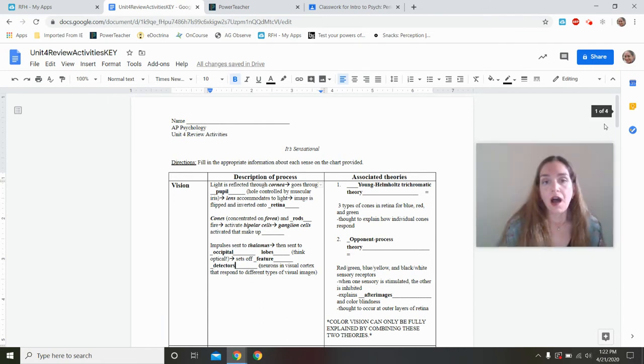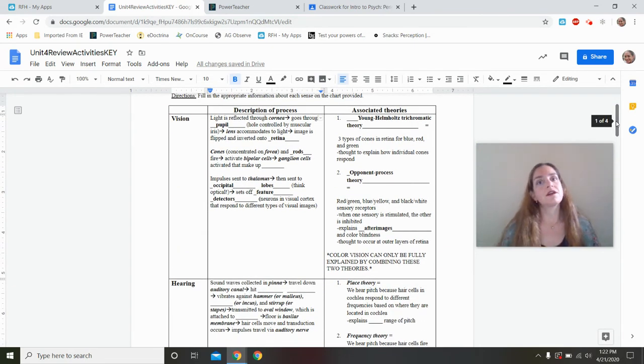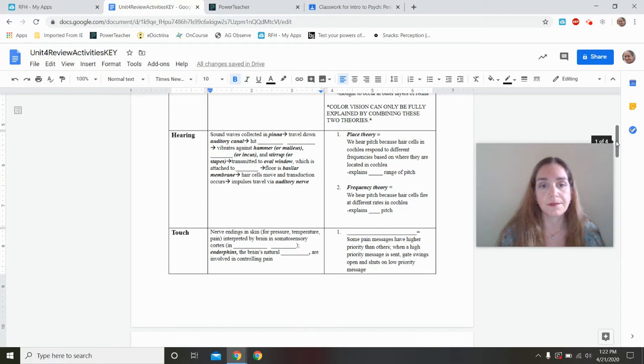Okay. Just to reiterate, because usually when we talk about theories, they're in contrast to one another. These two theories of color vision both must exist to explain the entirety of color vision. The trichromatic color theory explains the first stage of color vision, the first layer of the retina where the cones are clustered, and then from the bipolar cells onward, vision is explained by the opponent process theory. And I've written that in caps and star. Color vision can only be fully explained by combining these two theories.